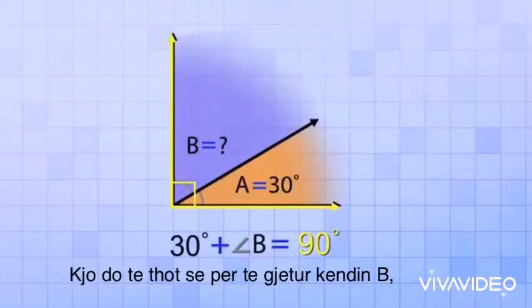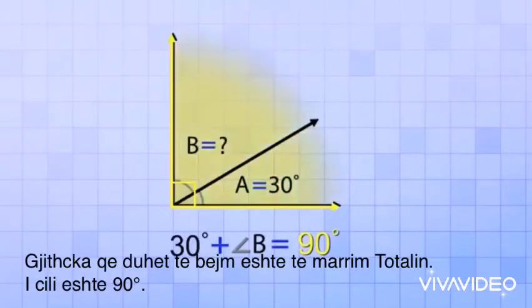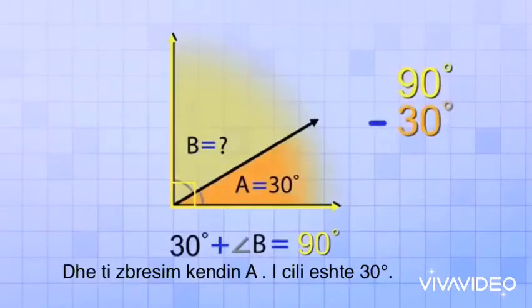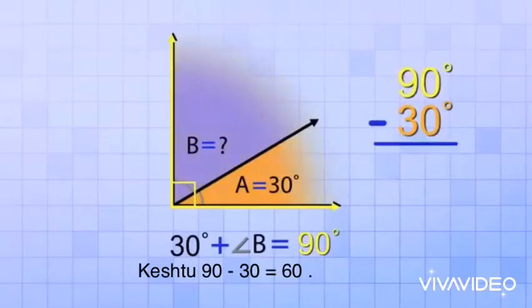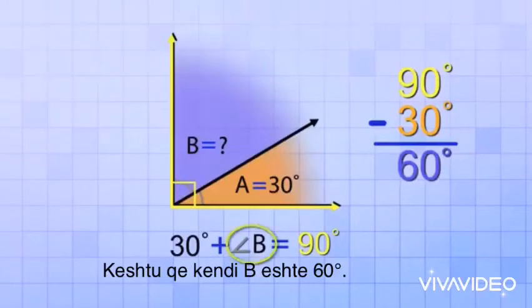That means that to find angle B, all we have to do is take the total, which is 90 degrees, and subtract angle A, which is 30 degrees. And whatever's left over will be the measurement of angle B. So 90 minus 30 equals 60. So angle B is 60 degrees.